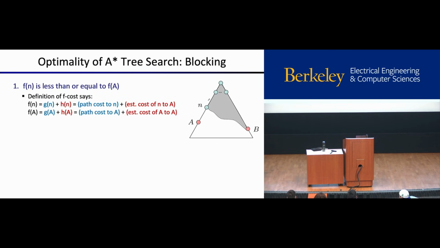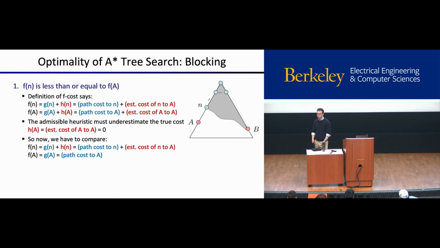It's admissible. So if it's always underestimating the cost of getting to the goal and the true cost of getting from A to itself is 0, how do we underestimate the true cost with a non-negative number? There's only one option. We have to choose 0. So we know that that's 0. We can cancel it out of these two expressions. And now we have a simpler one on the bottom, right? So we have F of N is the path that gets to N plus the estimated cost from N to A. And then we compare that with just the cost of getting to A, this blue part, the G.